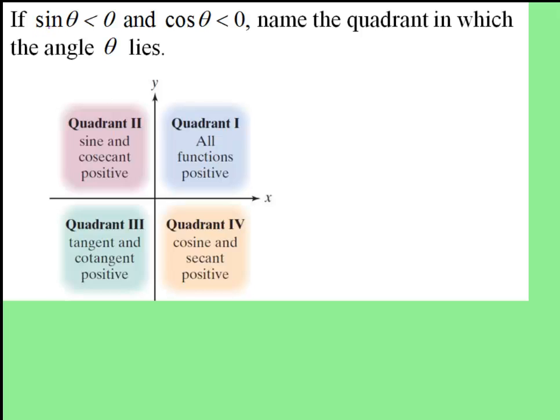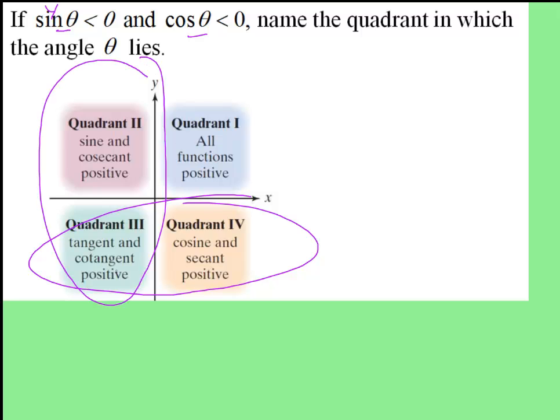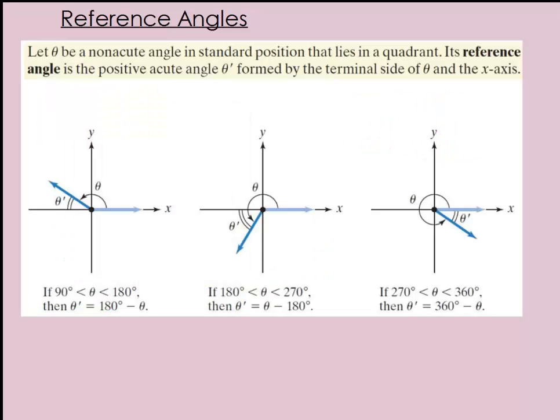If I ask: if the sine of theta is less than 0, so it's negative, and the cosine of theta is less than 0, so negative, which quadrant will the angle theta lie in? Sine is negative whenever the y values are negative, so it's in these two quadrants. Cosine is negative when the x value is negative, so that's these two. Where's the overlap? That's quadrant 3. So the angle theta is in quadrant 3.